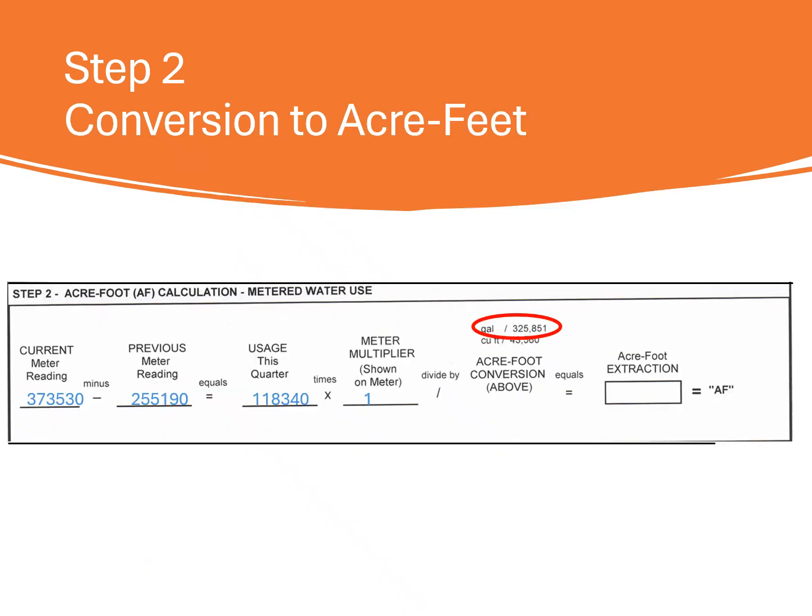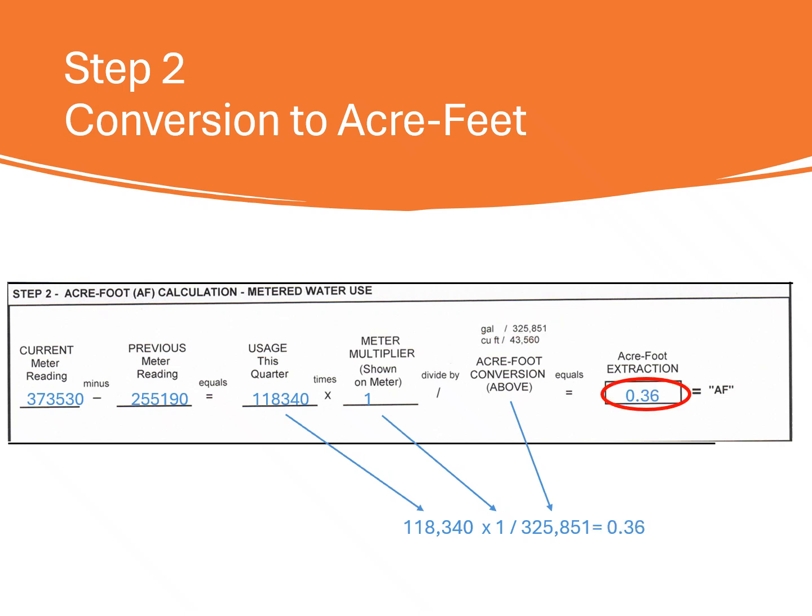The conversion factor is 325,851, meaning there are 325,851 gallons in 1 acre foot. To complete this step, we take the current usage of 118,340 multiplied by 1, then divide it by 325,851 to get our acre-foot extraction number. Doing the math yields 0.36 acre-feet.